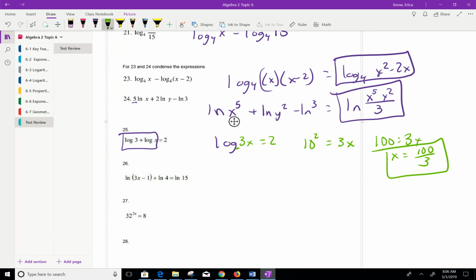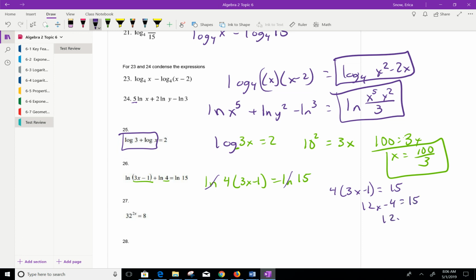So here we have to do the same thing. We're going to condense this side. So we get ln of 4 times 3x minus 1 equals ln of 15. Then once we have both of those logs on the sides, they cancel. So we get 4 times 3x minus 1 equals 15. 12x minus 4 equals 15. 12x equals 19, and x is 19 over 12.